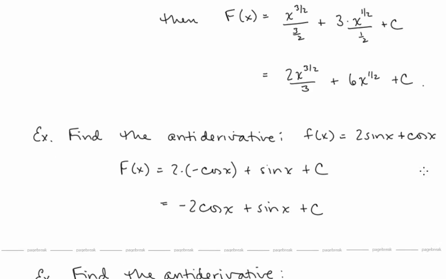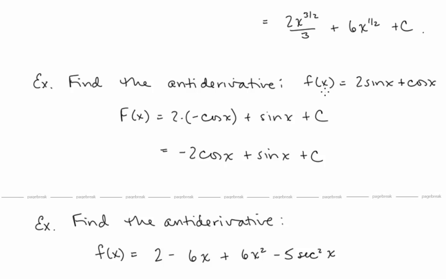Let's take a look at another. Find the antiderivative of f of x equals 2 sine x plus cosine x. We know the antiderivative of sine x is negative cosine x, and so we have 2 times a negative cosine x, don't forget to use parentheses here, plus the antiderivative of cosine x is sine x, so we have plus sine x plus c. Simplifying, this is negative 2 cosine x plus sine x plus c.